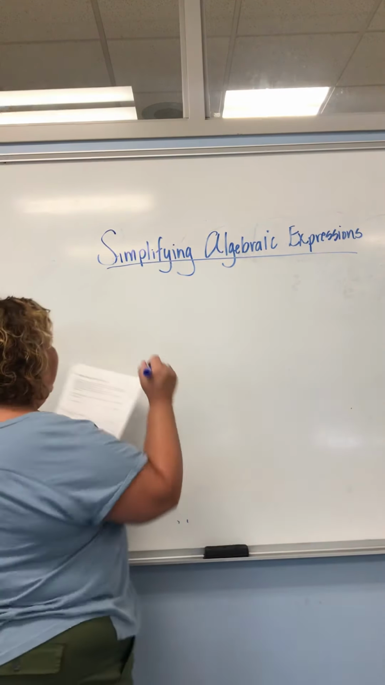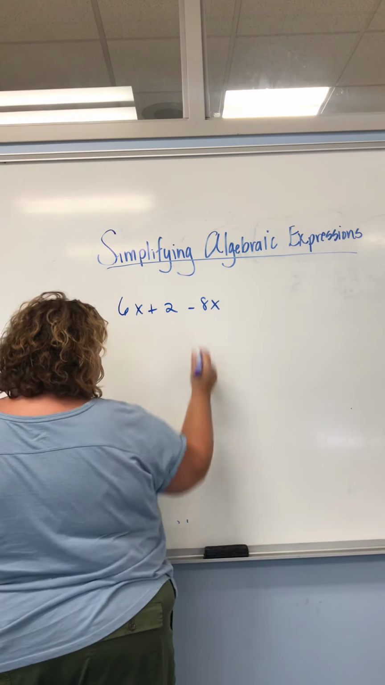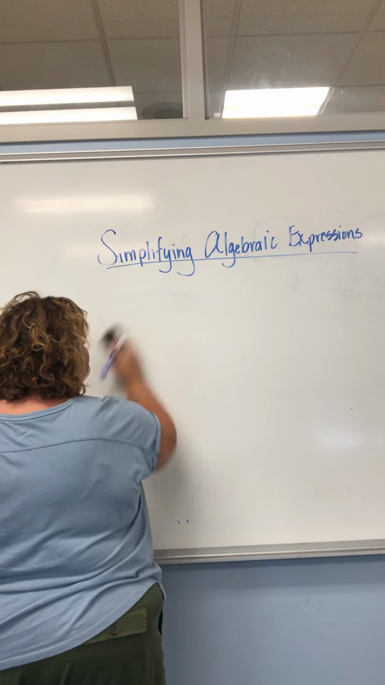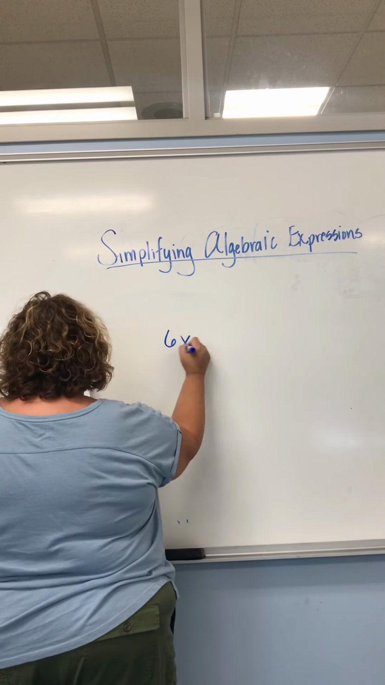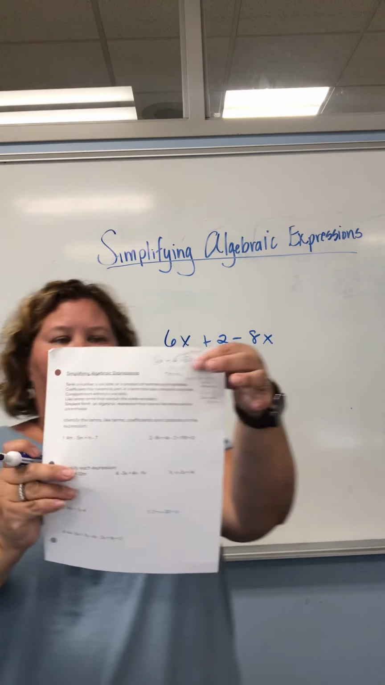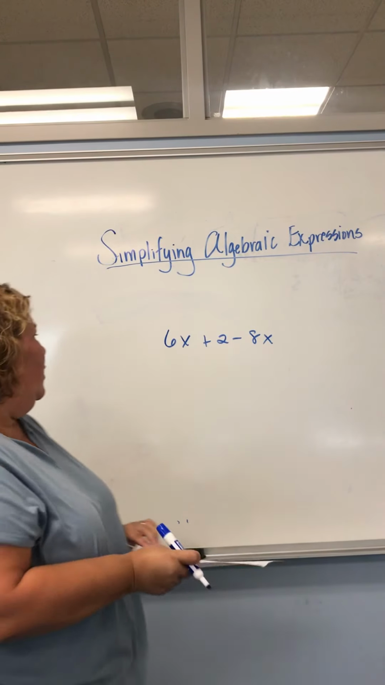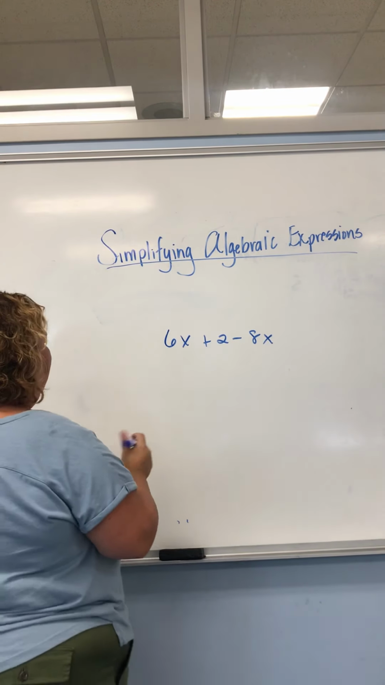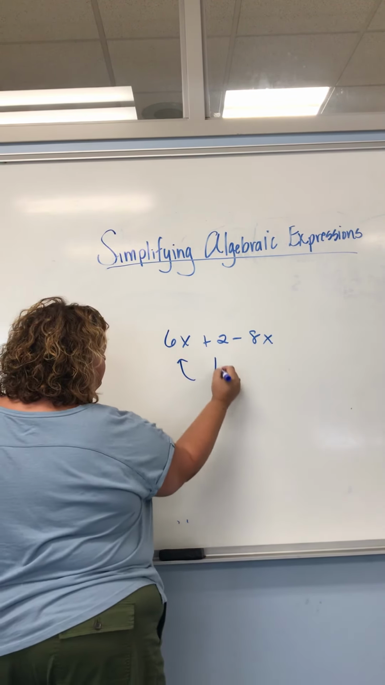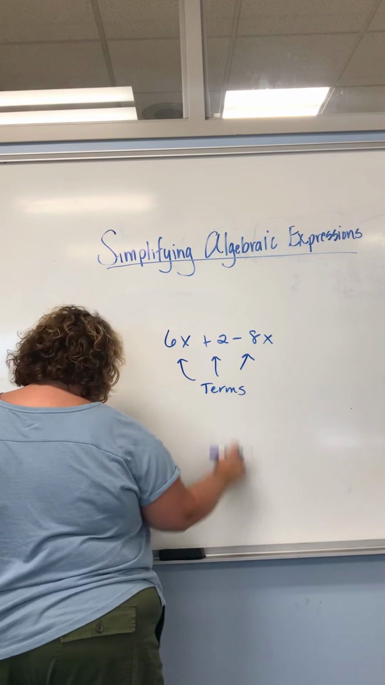So let me go over that. We have 6x plus 2 minus 8x. You can do this in the top corner of your paper so you have it there for referring to. Okay, so let's talk about what we have. Well, we have this, this, and this. These are all called terms. Okay?